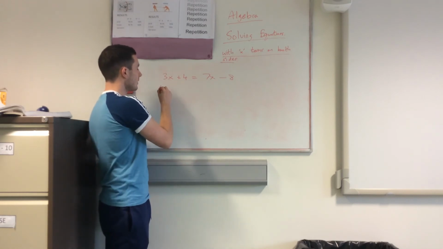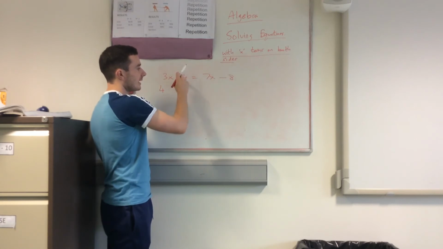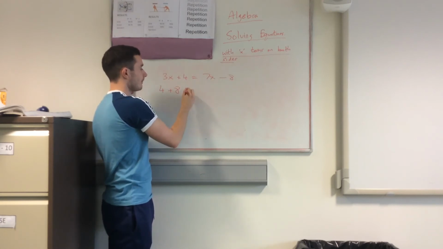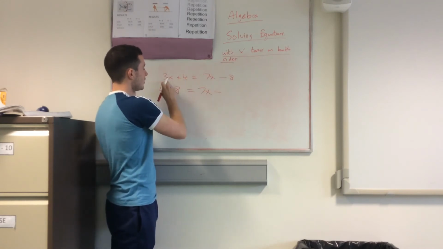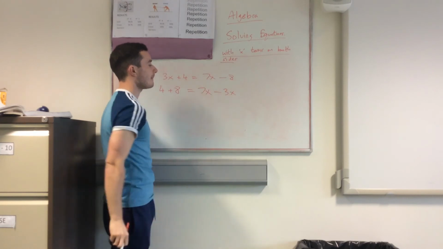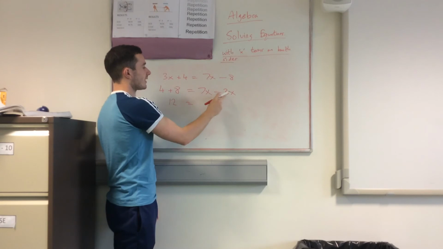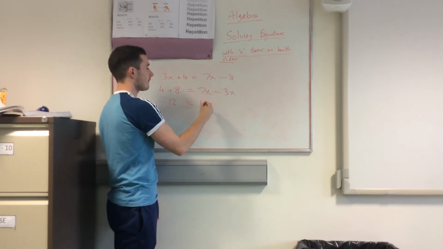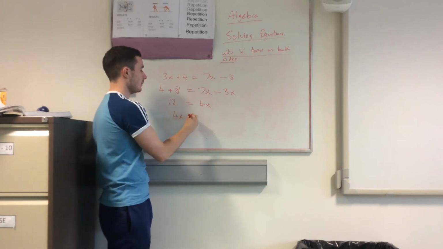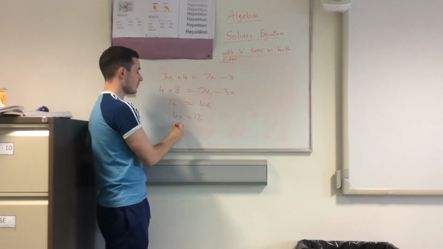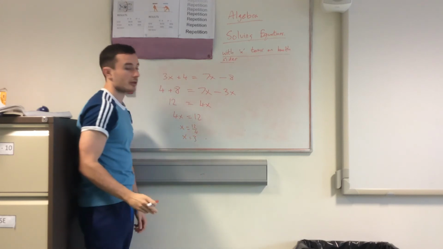My plus 4 stays where it is. My 7x is staying where it is. My minus 8 is coming across to this side and it's becoming plus 8. My 7x stays where it is. My 3x comes across, it's plus on this side, so it's going to become minus. So 4 plus 8 is 12. Equals 7x minus 3x is 4x. I like to have my x's on the left hand side, so I'm going to swap these around. 4x equals 12, then x equals 12 over 4, x equals 3.